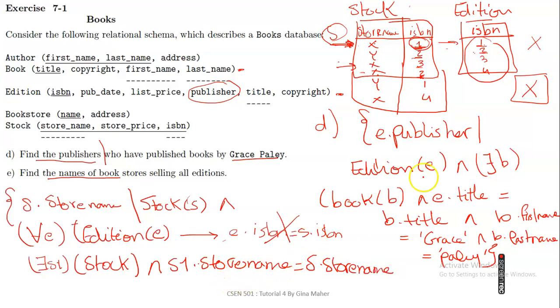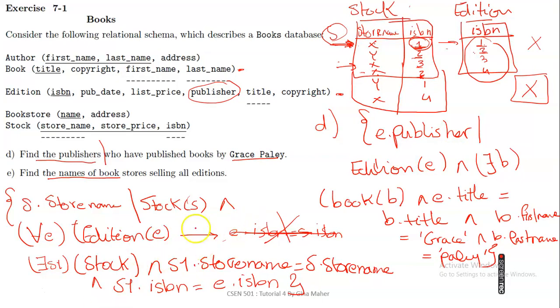Are we done yet? No, because we want to check the ISBN with the ISBN of edition. Actually, we want to check the ISBN of S1, not S, because we want to check the ISBN of all the X's while moving down the table. So we are going to write S1.ISBN equals E.ISBN. Okay, so in this case, we are going to say that we want the store name, and for all editions, there exists stock with the same name that has all the ISBN that is found in edition.